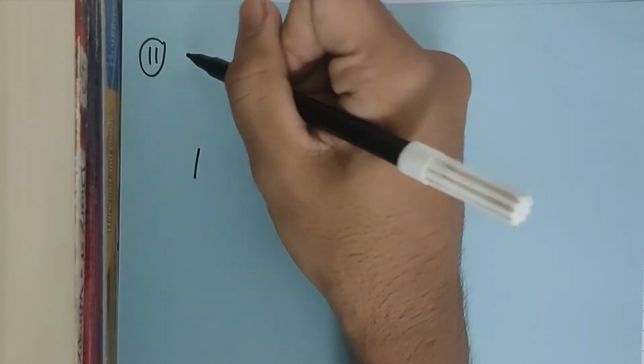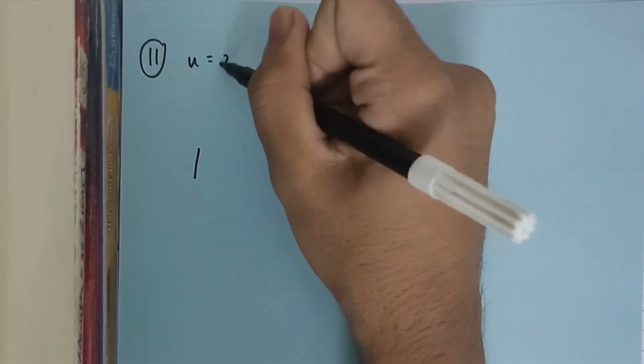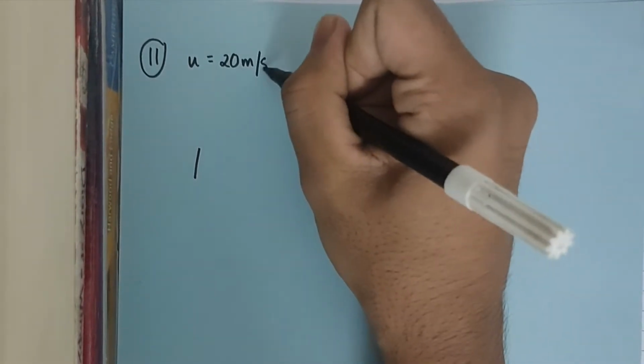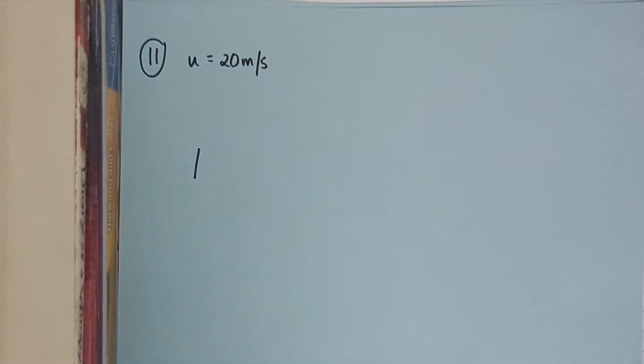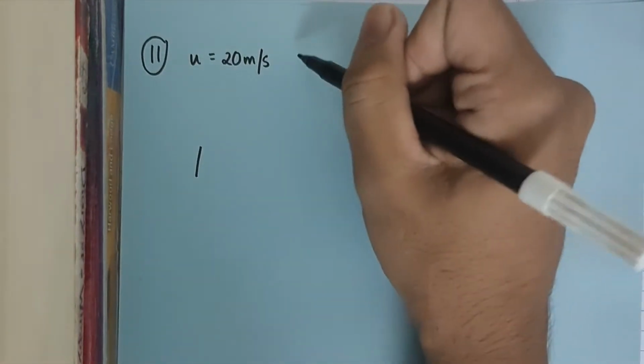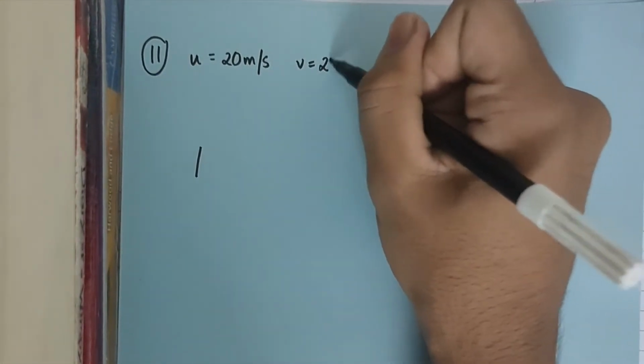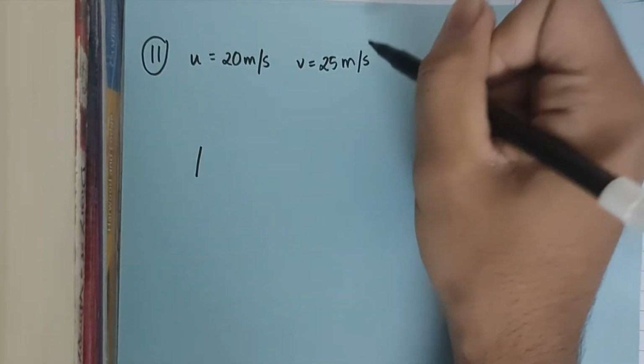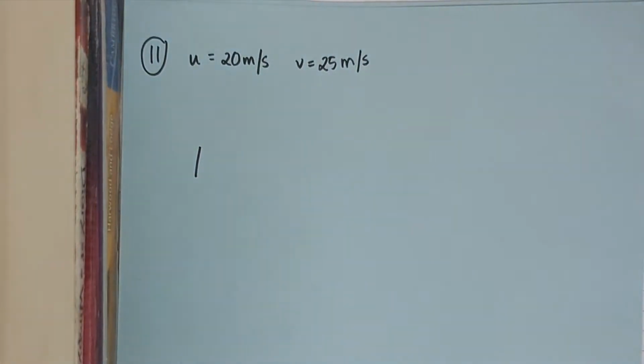Question number 11. This is a purely numerical question. A car of mass 1500 kg has a speed of 20 meters per second. So we have the initial speed, which is 20 meters per second. It accelerates until its speed is 25 meters per second. We have the final speed, which is 25 meters per second. We have not been given the time it takes to accelerate.